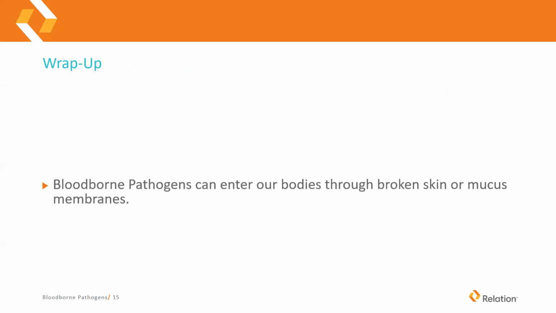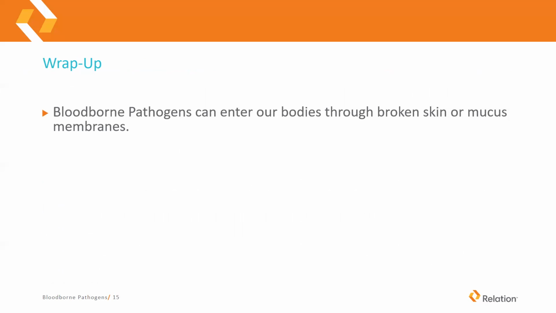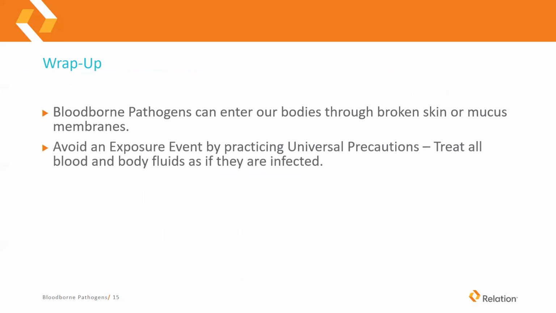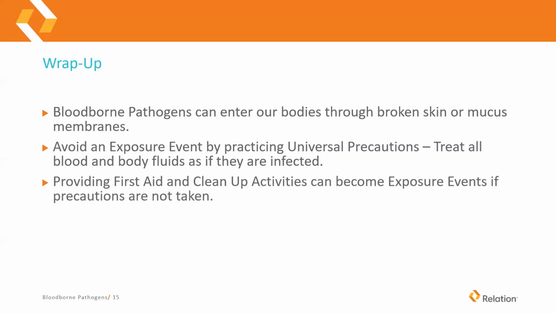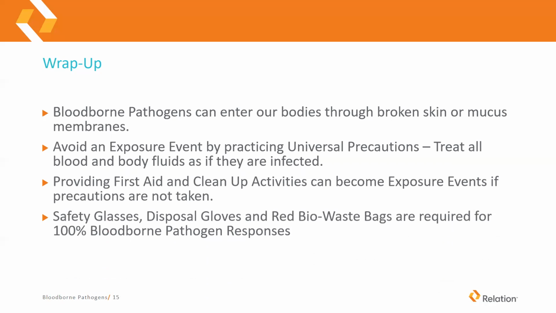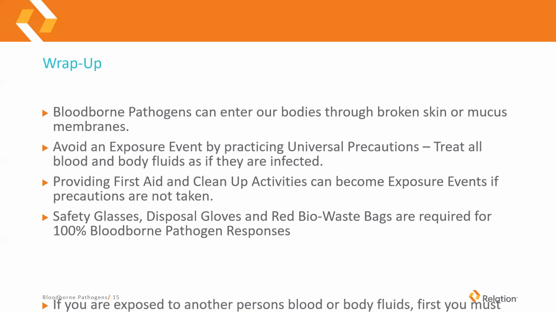All right, so to wrap this up, bloodborne pathogens can enter our bodies through broken skin or mucous membranes. We're going to avoid an exposure event by practicing universal precautions. So treat all blood and body fluids as if they're infected, regardless of if you know somebody has HIV or hepatitis C. You want to treat all fluids as if they're infected. Providing first aid and cleanup activities can become exposure events if precautions are not taken. And safety glasses, disposable gloves, and red biowaste bags are required for 100% of bloodborne pathogen responses.